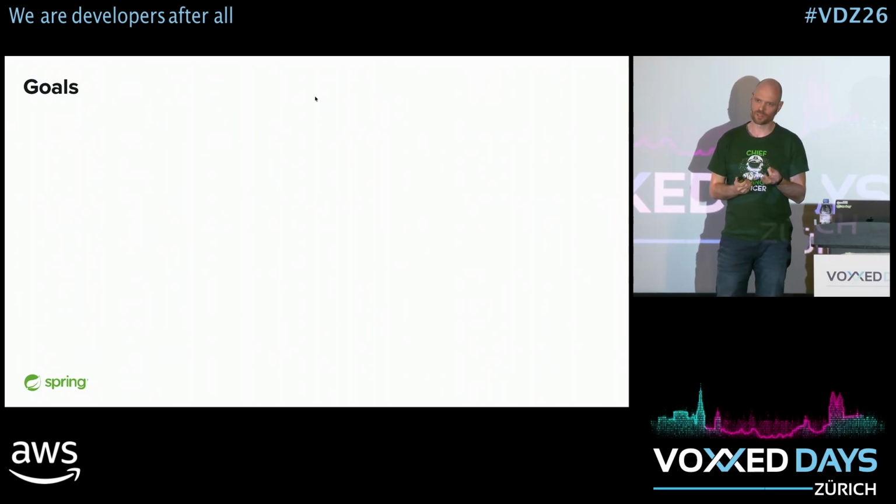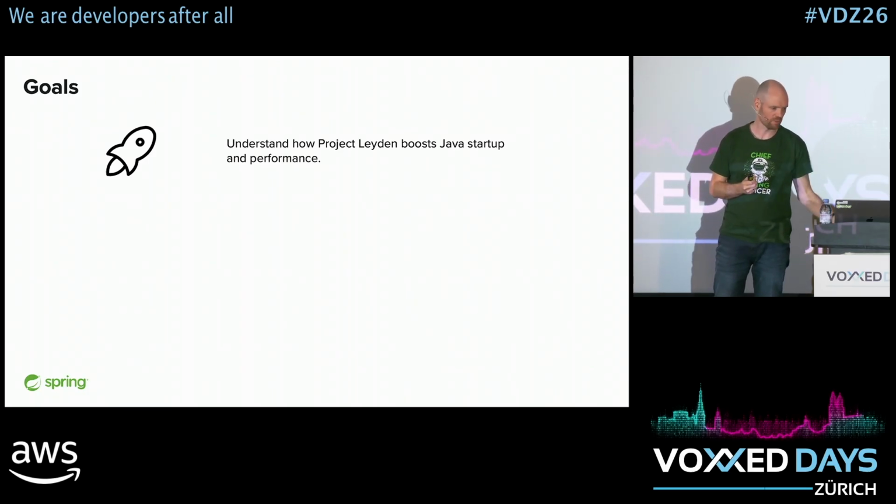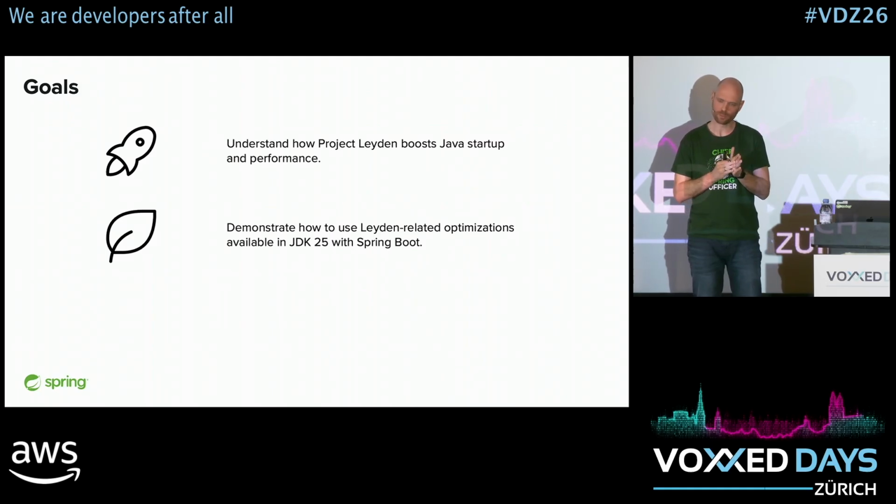The goals for this talk are, I want you to understand how Project Leyden boosts Java startup and performance. I want to demonstrate how to use the Leyden-related stuff, which is available with JDK 25 and Spring Boot.